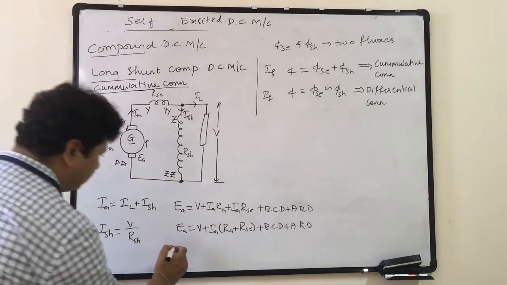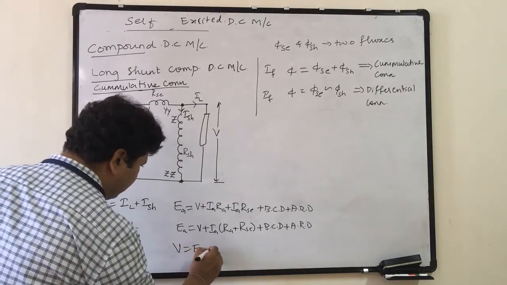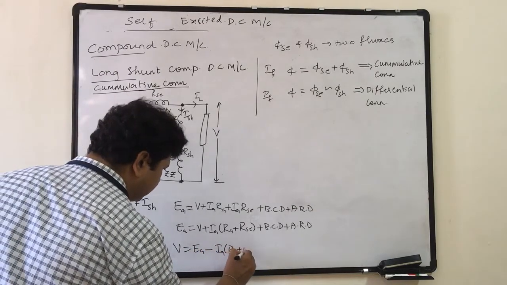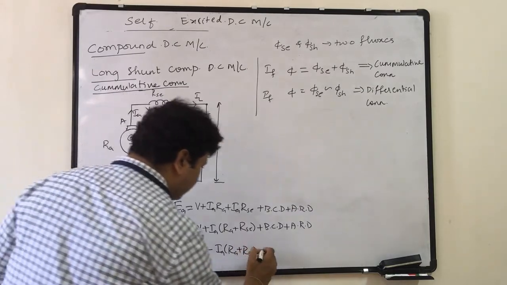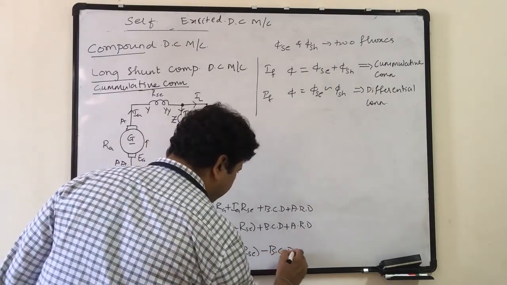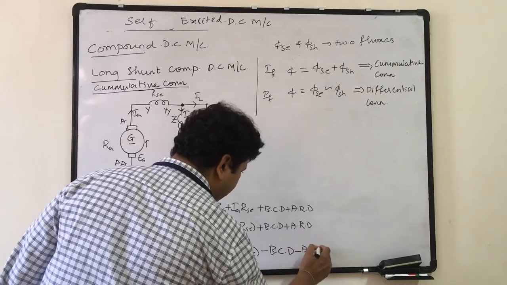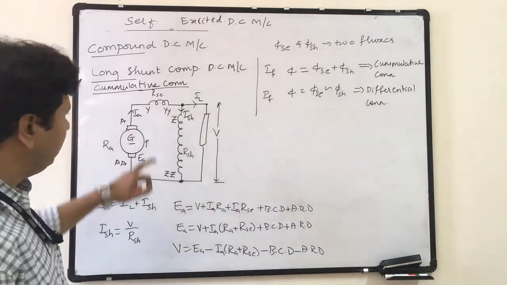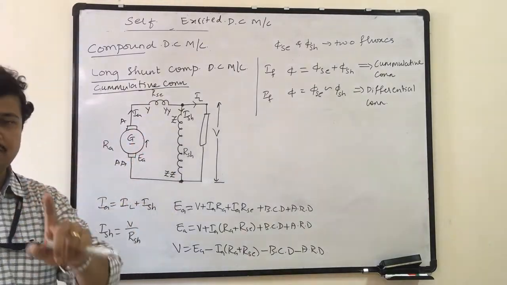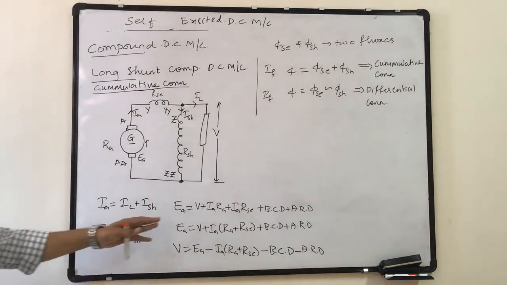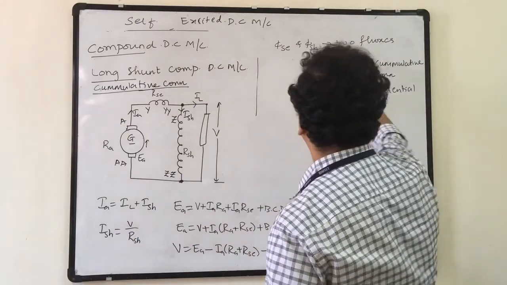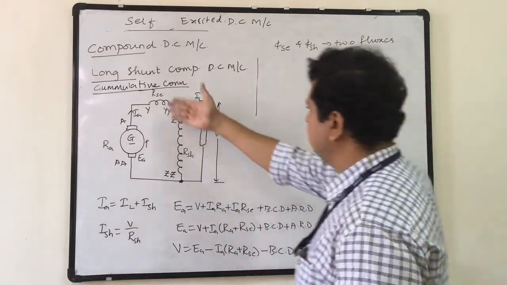V equals EA minus IA into RA plus RSC, minus brush contact drop, minus armature reaction drop. This is for the cumulative connection. Only with this connection can I tell which is cumulative and which is differential. Equation-wise, there is not much difference. Then for differential, reverse either of the connections.